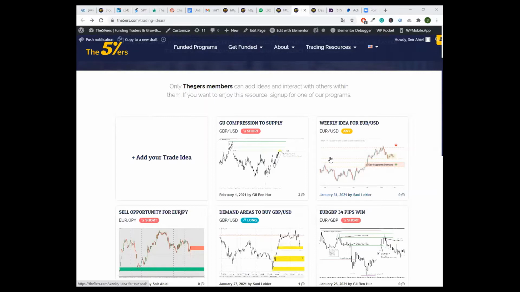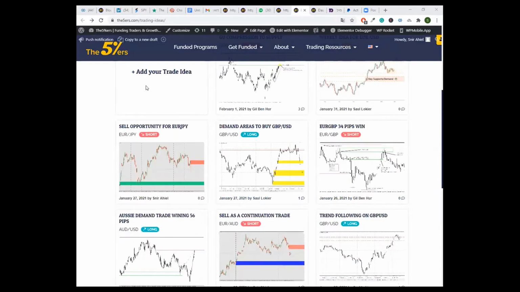Of course, through this area, you can also add your own trade idea and attach a picture if you want, get more involved in this community and get more comments on your ideas. The way to get inside this new service is through your dashboard.